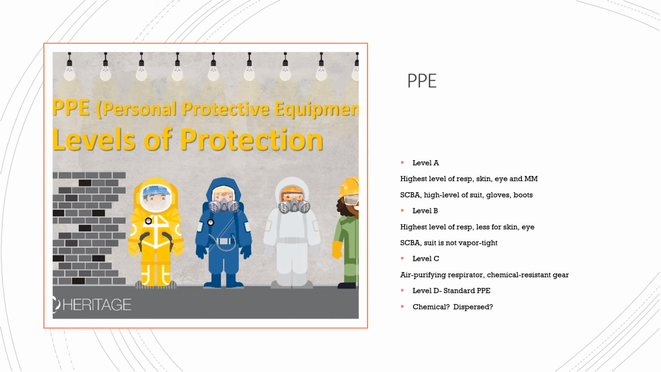And then you go down to level B. Highest level for respiratory, less for skin and eye. The suit still has its air-contained suit, but it's not vapor tight. And then level C has an air purifying respirator and chemical resistant gear. And then level D is your standard PPE, which is the person off to the side there. So just know it goes from A to D, with A being the most protective.